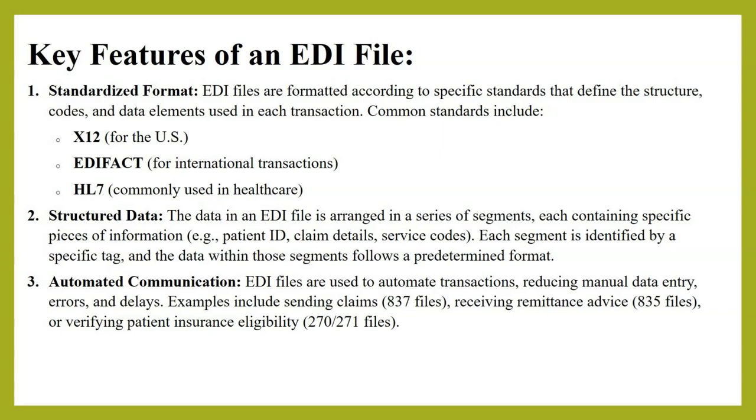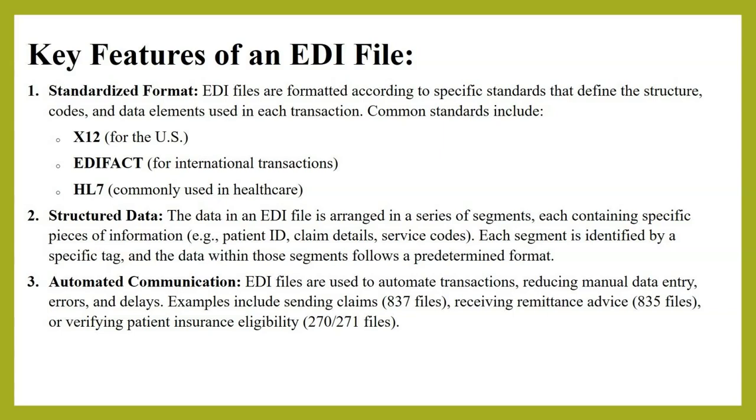Automated communication. Electronic data interchange files are used to automate transactions, reducing manual data entry, errors, and delays. Examples include sending claims, 837 files, receiving remittance advice, 835 files, or verifying patient insurance eligibility, 271 files. Common types of electronic data interchange files in healthcare.